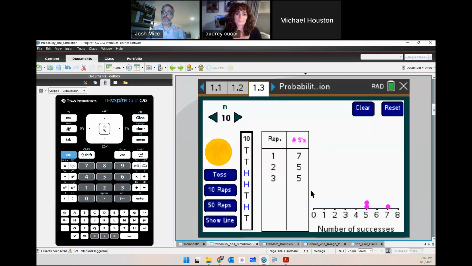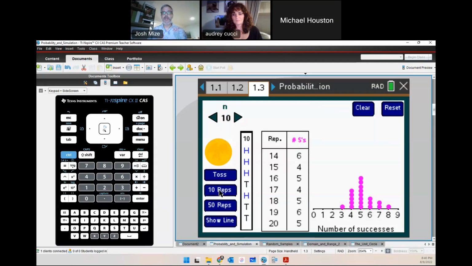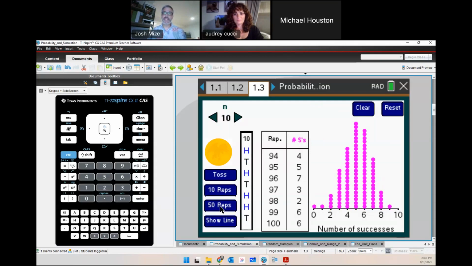Once you get to 3 trials on this particular document, you can hit 10 repetitions. Now it doesn't add a 10, it takes you to the next multiple of 10. And you can see that dot plot is being populated in real time. You don't physically see the coin being tossed, but I think at a certain point, the results of the coins being tossed are more important. And at any time, once these 2 buttons appear, you could also do 50 at a time. So this is 100 trials of tossing a coin 10 times or tossing 10 coins, okay?